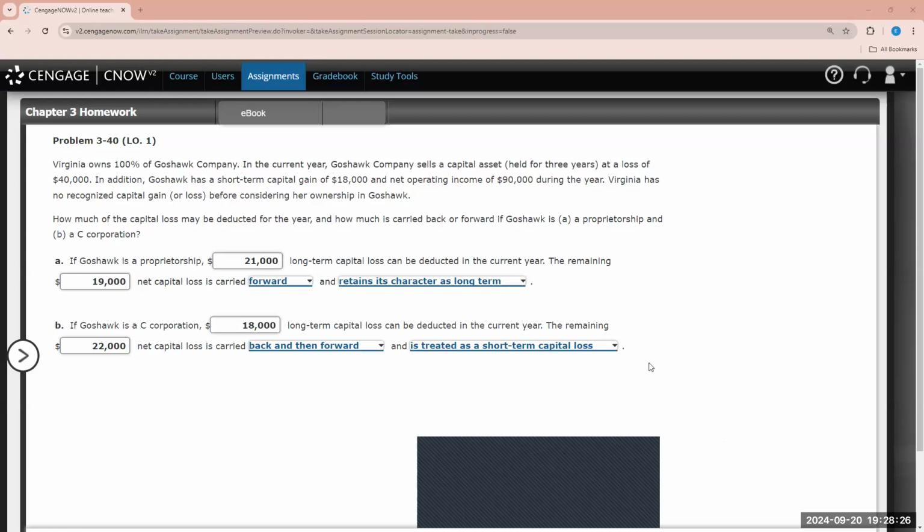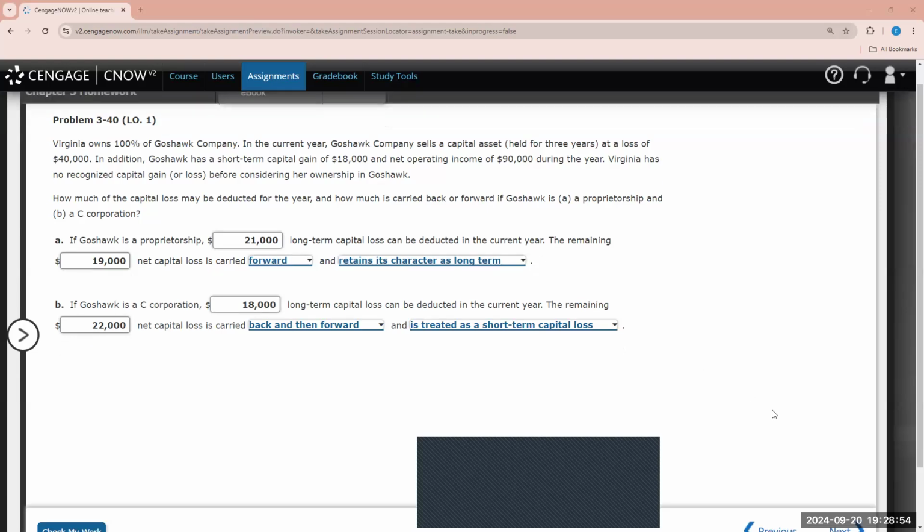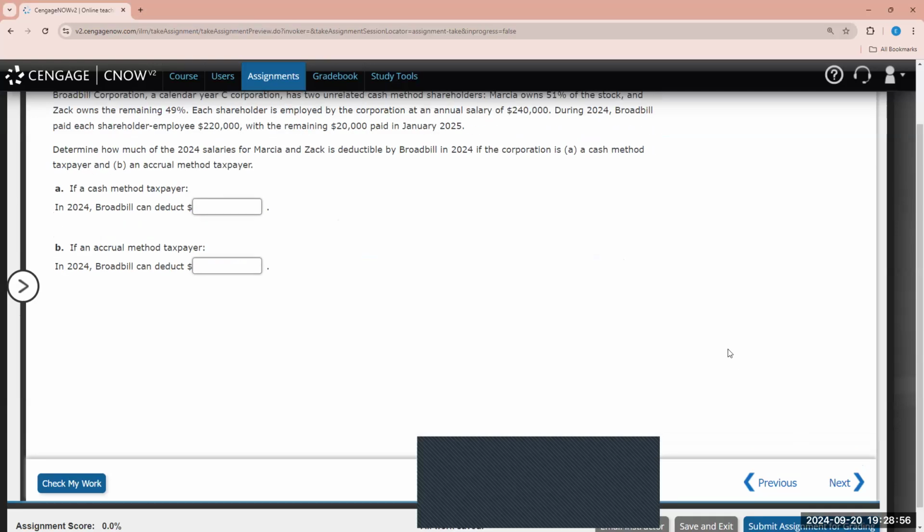So just a very important distinction between the individual and the corporation. The individual can claim to the extent of the capital gain plus the maximum $3,000 that's allowed to be deducted. For individuals, the losses are carried forward and retain their character as long-term. For corporations, the net loss is carried back 2 years and then forward 3 years, and then it's treated as a short-term capital loss.